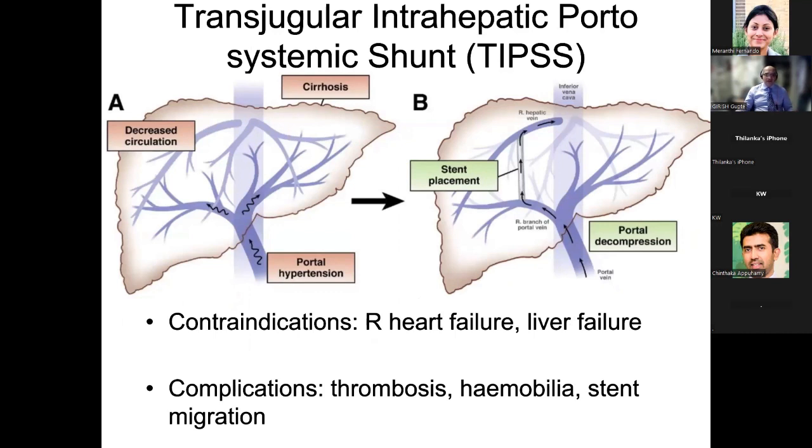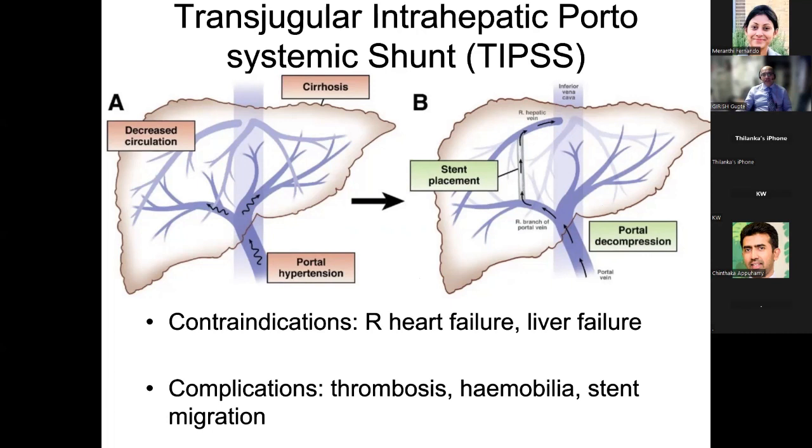I did mention briefly TIPS, a transjugular intrahepatic portosystemic shunt. This is for a liver which is cirrhotic, where there is decreased circulation, there is portal hypertension, and there is no appropriate drainage of the blood into the hepatic veins, and there is back pressure because of the cirrhosis of the liver. What the clever radiologist does is put in a stent which communicates between the hepatic veins and the portal veins, and then causes portal decompression, reducing the portal pressure.